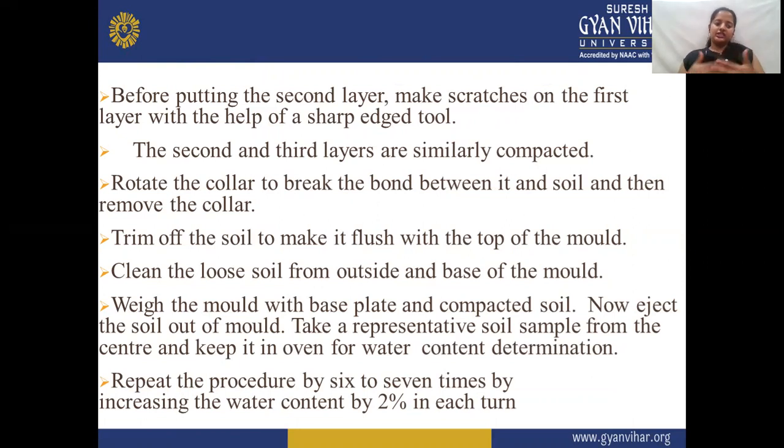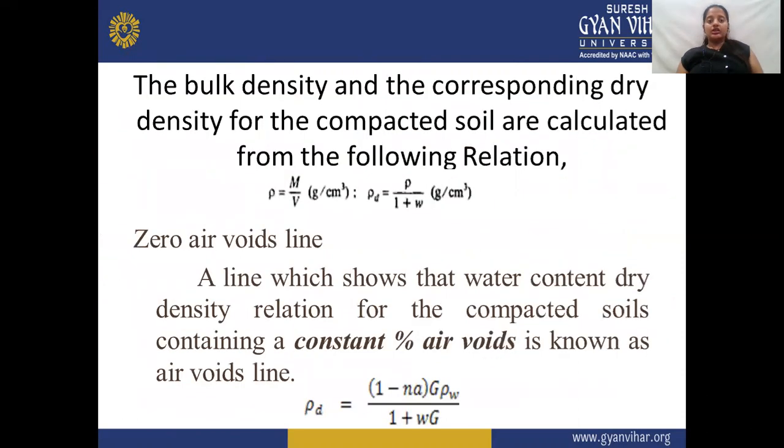By changing the amount of water, we should try to compact the soil, and with each experiment you have to add 2% extra water. Similarly, the soil sample along with the base plate should be kept in the oven for determination of water content. The bulk density and the corresponding dry density of the compacted soils are calculated from the following relation.